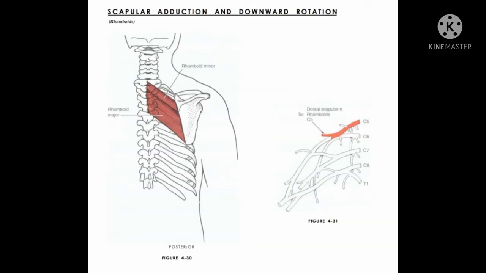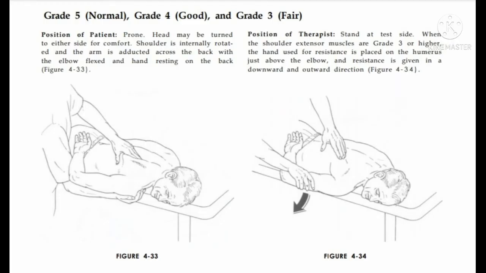Scapular adduction and downward rotation. The muscle responsible is rhomboid major and rhomboid minor. For grade 5, 4 and 3, patient position. Prone. Head may be turned on either side for comfort. Shoulder is internally rotated and arm is adducted across back with the elbow flexed and hand resting on the back. Therapist position. Stand at the side of the limb that is to be tested. Resistance is given at the humerus just above the elbow, in downward and outward direction.